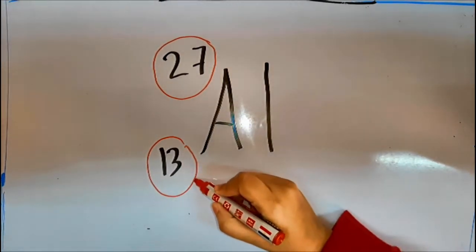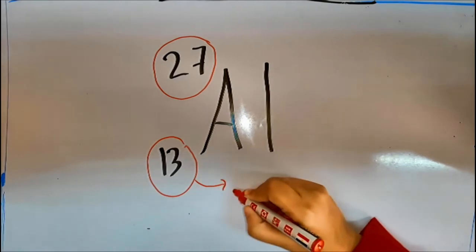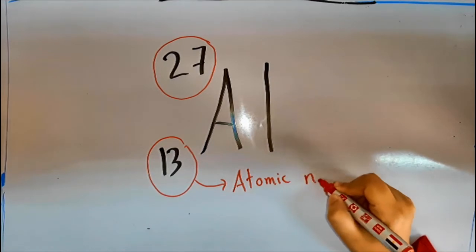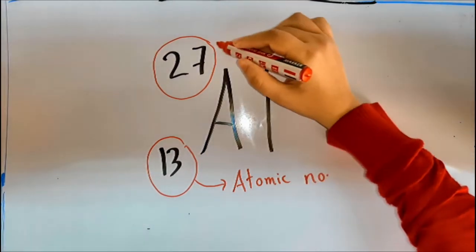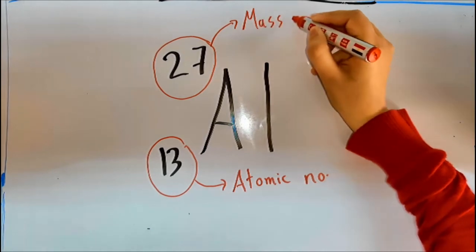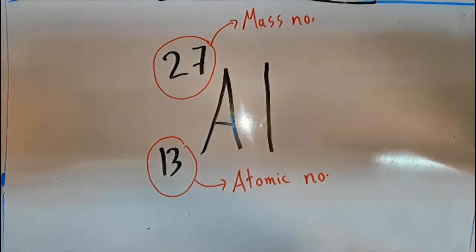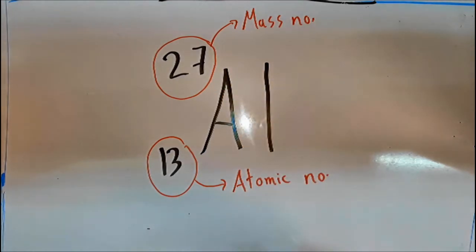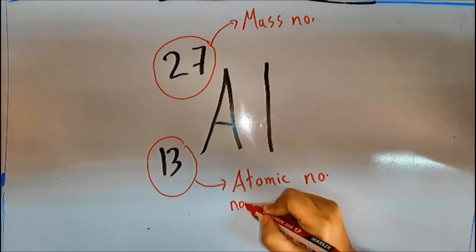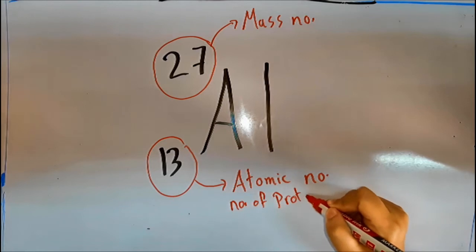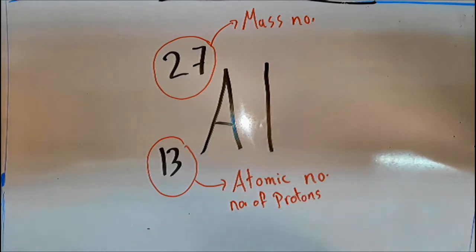The one which is below the element is called the atomic number, and this one is called the mass number. What is the atomic number and what is the mass number? The atomic number is the number of protons which are inside the nucleus.